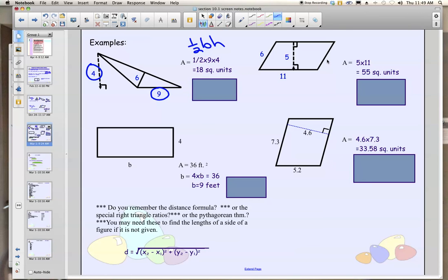This is a parallelogram, so it's just going to be, oops, my bad. It's just going to be base times height. The height shows us here. So if the height is 5, then we will use 11 for our base. We would simply do 5 times 11, and that would give us 55 square units.